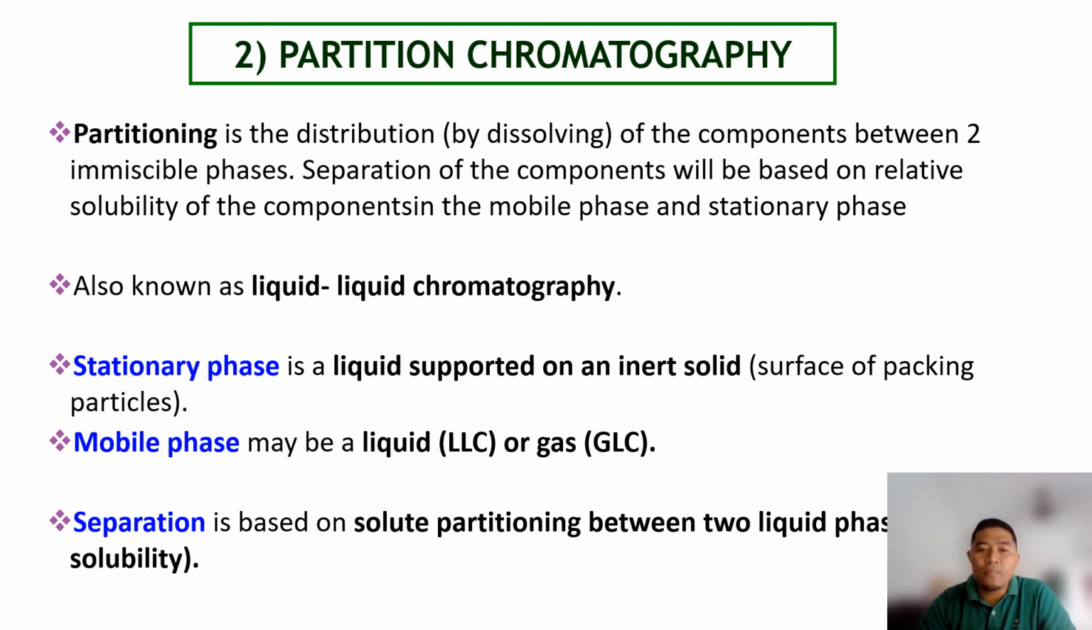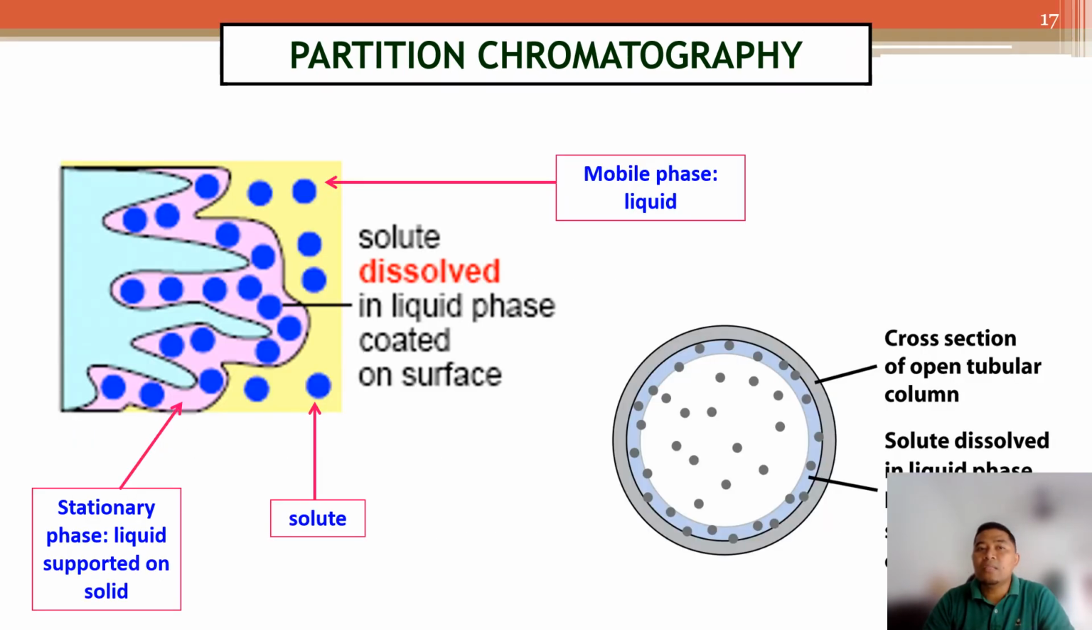Separation is based on partitioning between two liquid phases. Okay, so you can see from this partition chromatography diagram, the stationary phase is liquid supported on solid. It sticks, the purple color is stuck on, and our solid is the supported solid to hold it there. So your solid is the blue color, and your mobile phase is the yellow color.